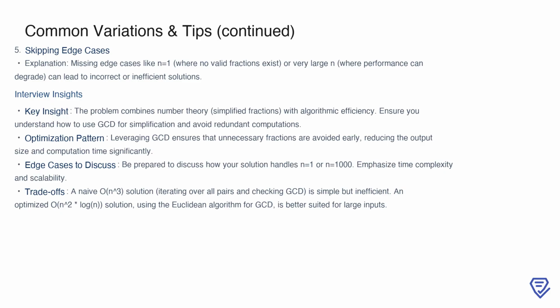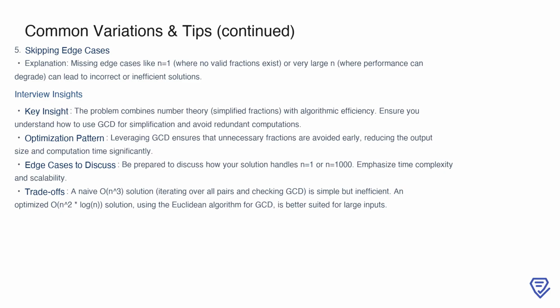From an interview perspective, solving this problem effectively demonstrates your understanding of number theory and algorithmic efficiency. Knowing how to use the GCD function to simplify fractions and avoid redundant computations is crucial. Leveraging GCD not only ensures correctness by eliminating unnecessary results early but also improves computational efficiency, reducing both the output size and runtime. Be ready to discuss edge cases such as n equals 1 or n equals 1000, and explain how your solution scales with input size.